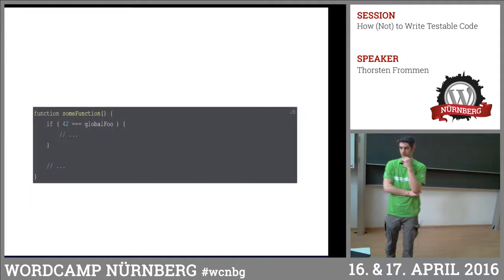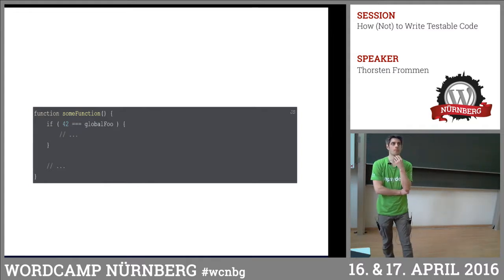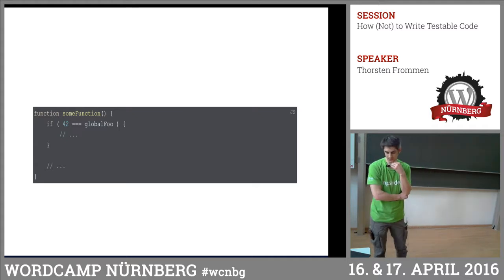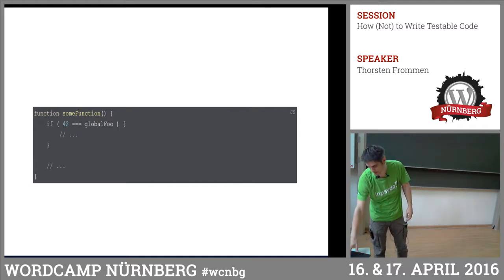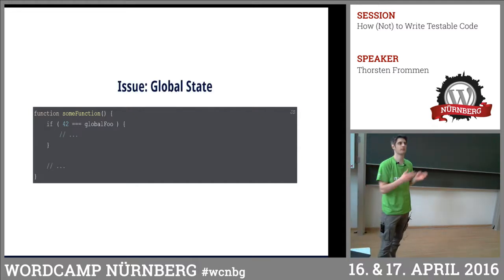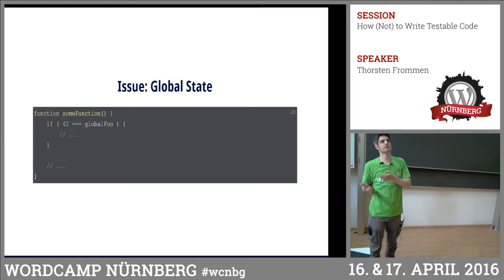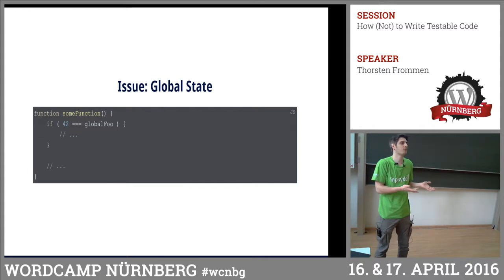Okay, what's the problem here? Maybe the variable name already gives a hint. I want to test my sum function method, and I want to write a test and make sure that every time I run it, it passes. The problem here is global foo. Global foo is not a variable in my function scope. It's a global variable. If I run my tests and it passes, and then I run other tests, and maybe one of them is fiddling with the global foo variable, then I run my sum function method again, and my test now fails.